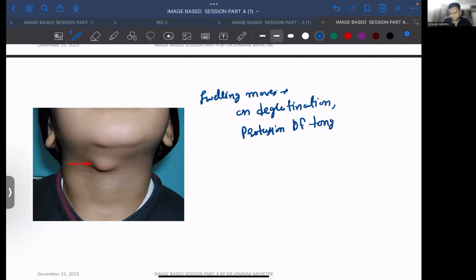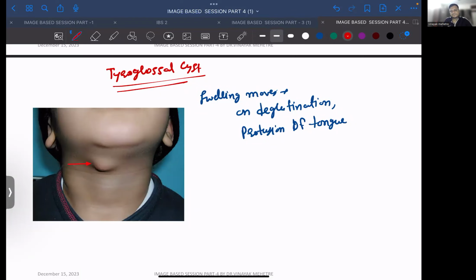tongue, protrusion of tongue, okay. What do we call it? It is called thyroglossal cyst. It has been asked many times.